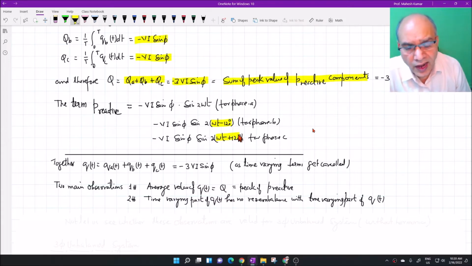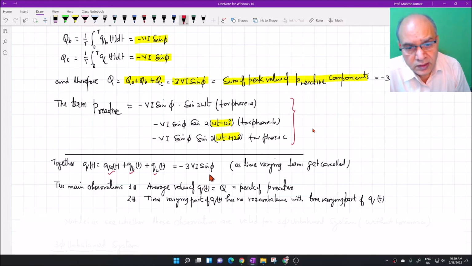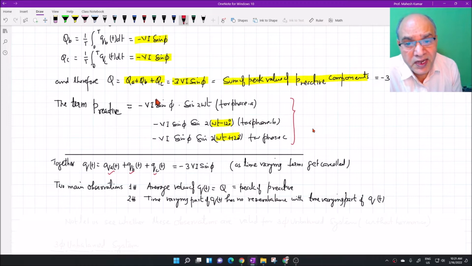Okay, and if you sum all these components together, then the sum of these three phases will be QA plus QB plus QC, and that will be minus 3Bi sin phi. What is happening is that the peaks are being added up. So adding the peaks of these three terms, not adding their overall value. Please remember it. We are adding the peak of these terms. If you add them together, it will be 0.